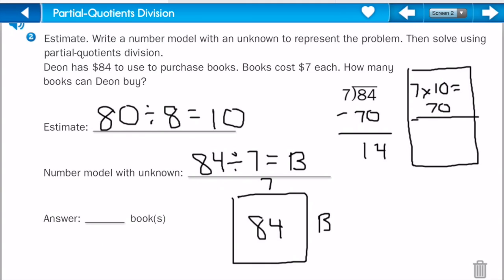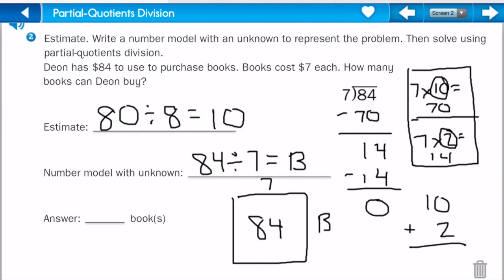Now I'm thinking, what times 7 could equal 14? And I'm thinking in my head, I know that 7 times 2 equals 14. So I take 14 over here and I subtract it, and I get 0. So now what I do is I add these factors I chose together. I'm going to add 10 plus 2, and now I have my answer. So my answer would be 12 books.